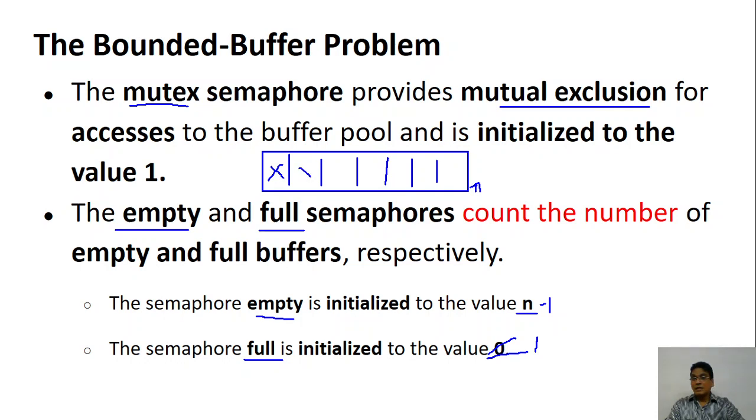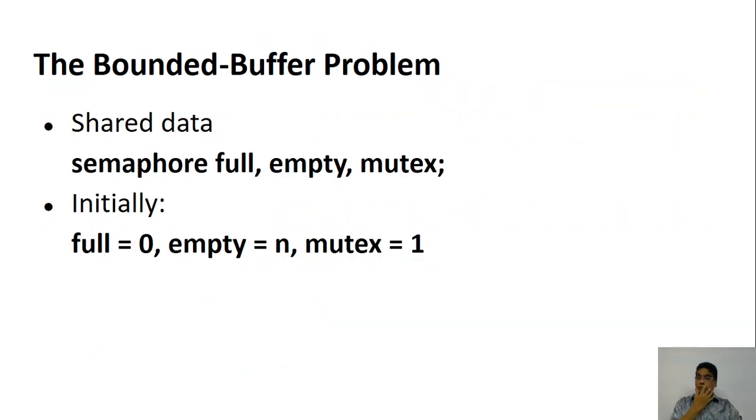Suppose the second item is produced, what will be the value of full? There are two slots which are full, so full will be 2. How many slots are empty now? N minus 2 slots will be empty. So this is how empty and full are being used.